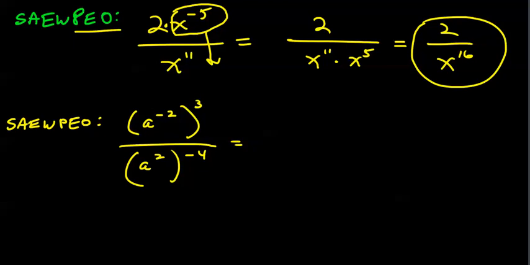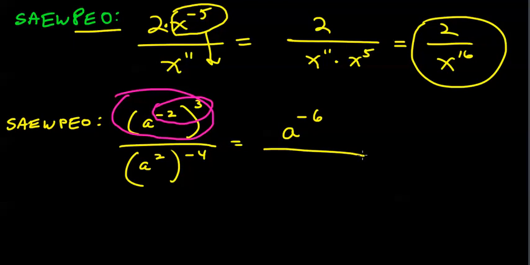In this numerator, I've got a power of a power. And I know when I've got a power of a power, I multiply the exponents. So in that numerator, I end up with a to the minus 6 power, because minus 2 times 3 is negative 6. Similarly, downstairs, I'm going to have an a to the minus 8th power.